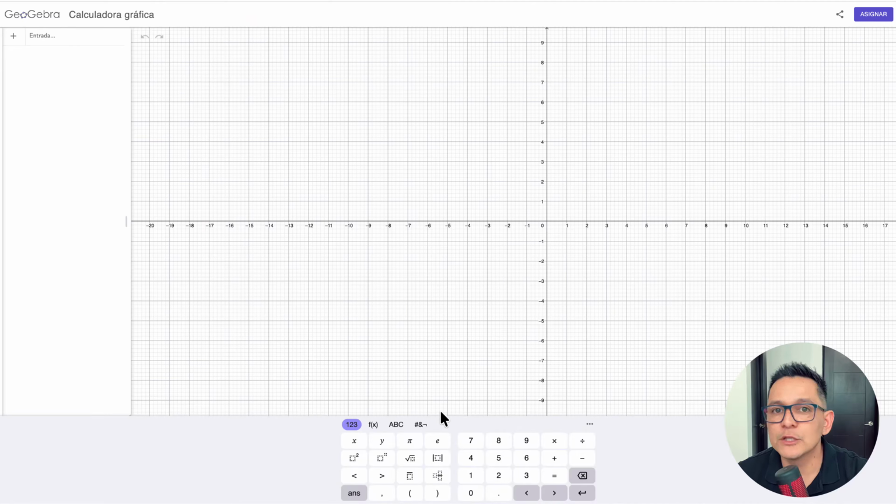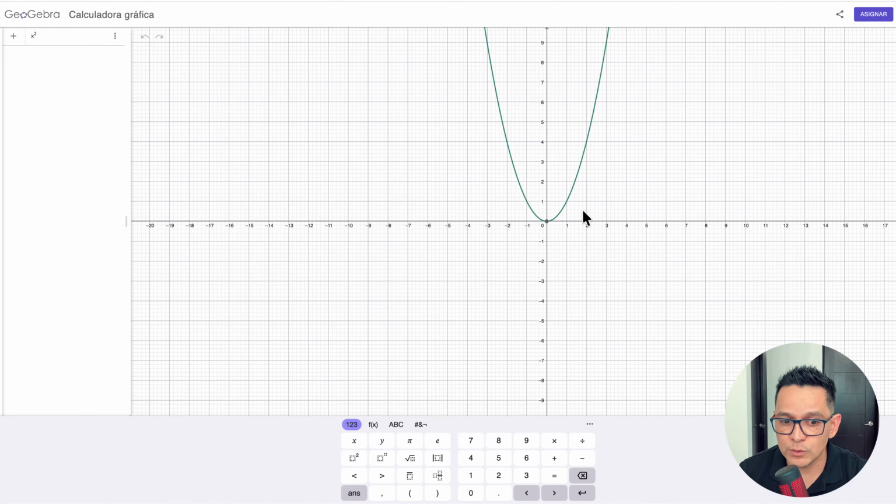I'm going to start by putting my reference graph, which was f of x equals x squared. So I put x squared, there it is. Look, it's this one I have here. That's the graph of the function f of x equals x squared. Now let's put in the other one. We already knew where it had to go, right? It has to be exactly the same.